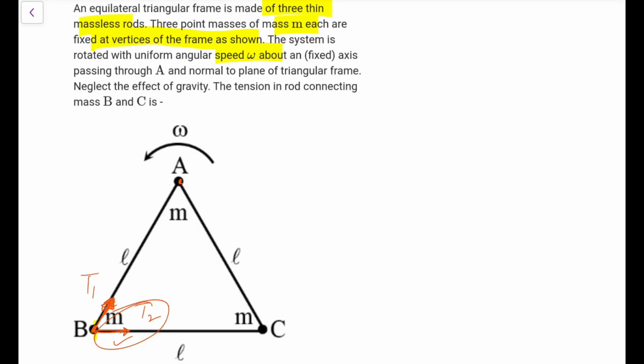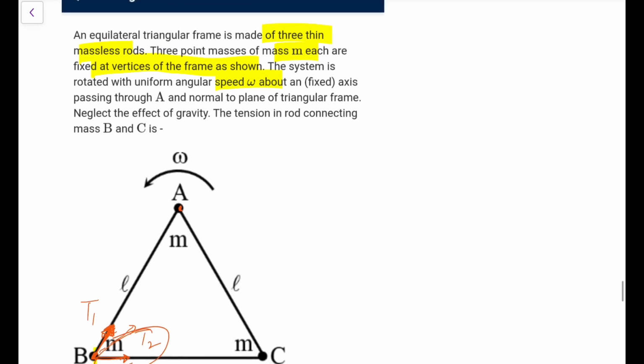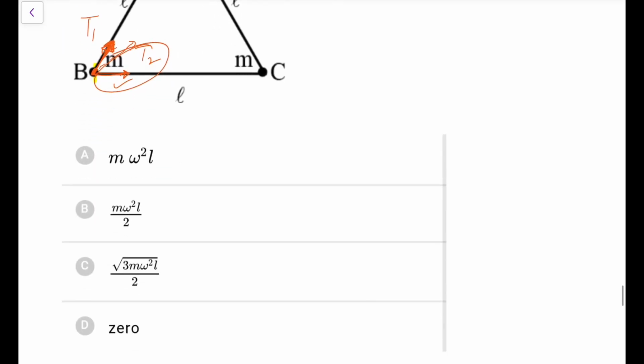If T2 would be there, it would be slightly deviated for sure, and it cannot execute that motion which is depicted here. So definitely T2 has to be 0, otherwise no option is possible here. Otherwise T2 will generate some tangential acceleration, and the speed cannot remain constant here. So it's a very nicely designed question, and the option I'll go for is 0.